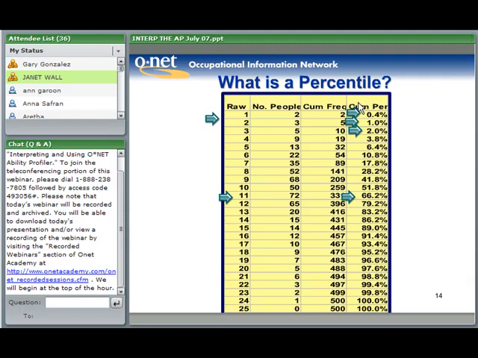So this can be then roughly equated to a percentile. So this would be the 66th percentile. So the individual who got a raw score of 11 was in the 66th percentile, meaning that 66% of the people scored as well as or worse than this individual. This individual scored as well as or better than others.